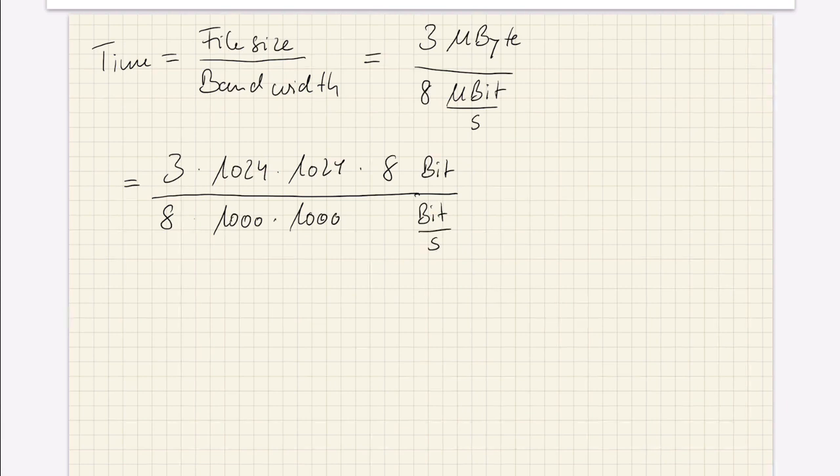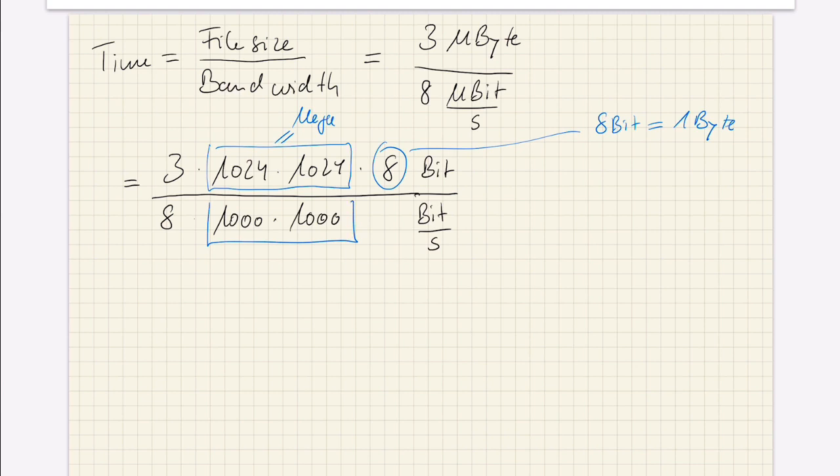Why that? This 8 is due to the fact that 8 bit is equal to 1 byte. And these 1024 times 1024 is equal to mega when we talk about file size. And these 1000 times 1000 is as well equal to a mega, but in the case of bandwidth of bits per second.